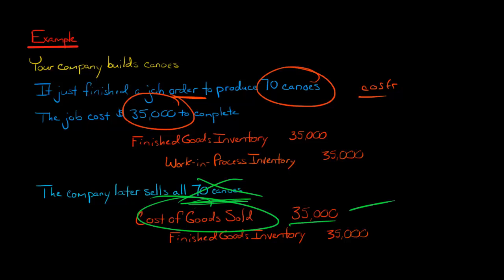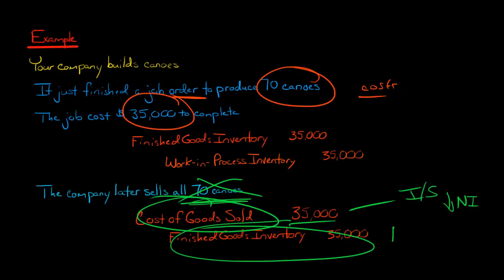And then the cost of goods sold, this is going to go on the income statement. And it's going to reduce the company's net income, right, which ultimately is going to reduce stockholders' equity as well. And then this credit to finished goods inventory, that's going to reduce the company's total assets.